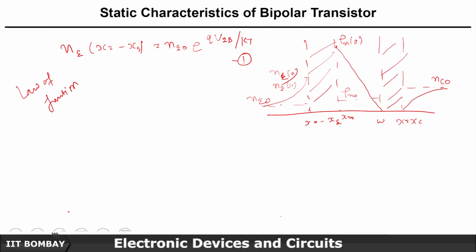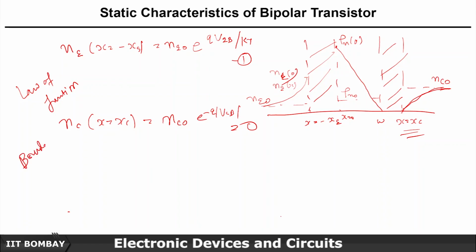Now if I talk about the electron concentration at x equal to XC in the collector, NC, where C represents collector, at x equal to XC this comes out to be NC0 e raised to the power minus q VCB, which is basically 0. Because we know that all electrons will leave from here to the base region. So those are basically the boundary conditions, similar to what we had.